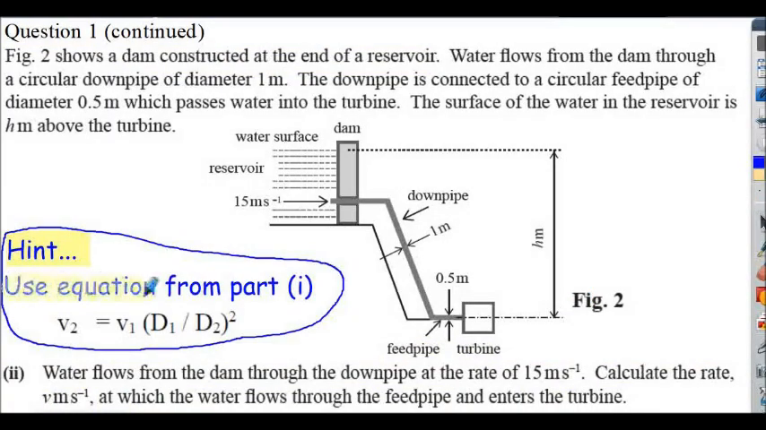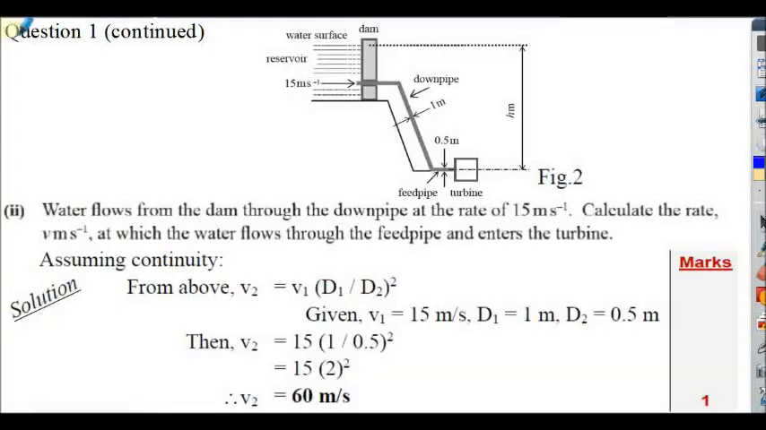As a hint here, we need to use the equation derived in part 1, shown here for reference, to calculate V2. This is essentially an evaluation problem. The solution to part 2 is shown on the following slide. So question 1, part 2, here's the solution. Given the information in the question, V2 is equal to 60 meters per second.